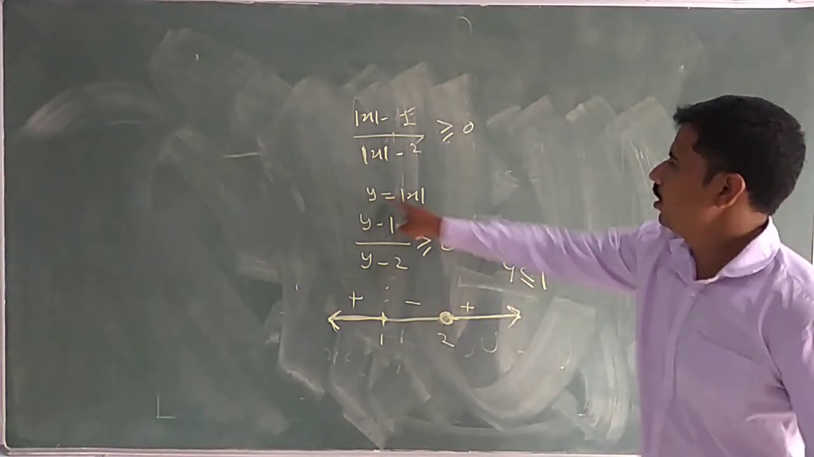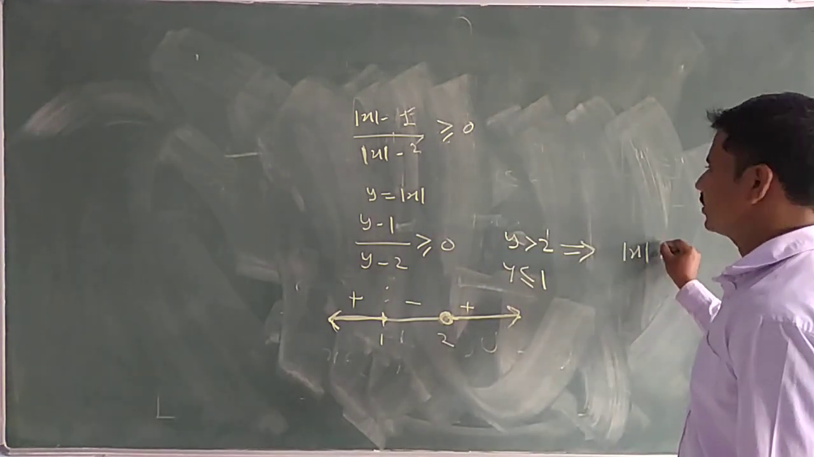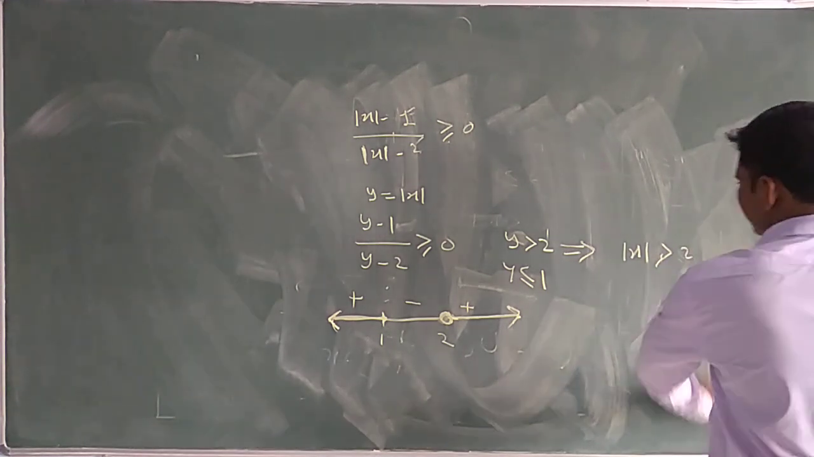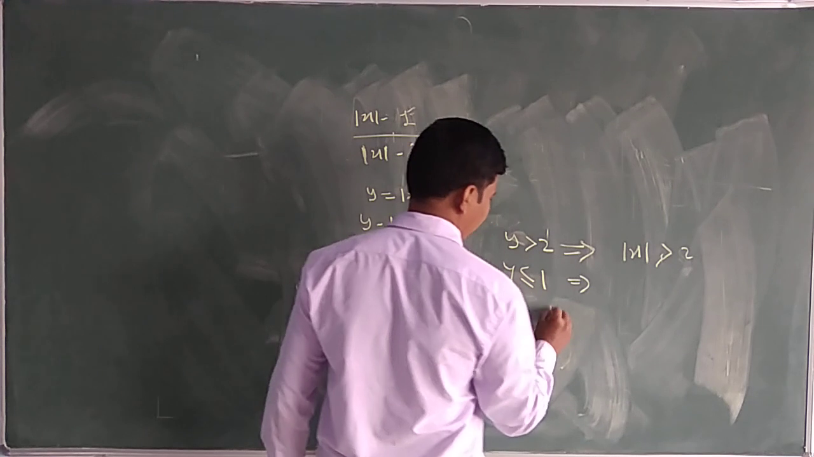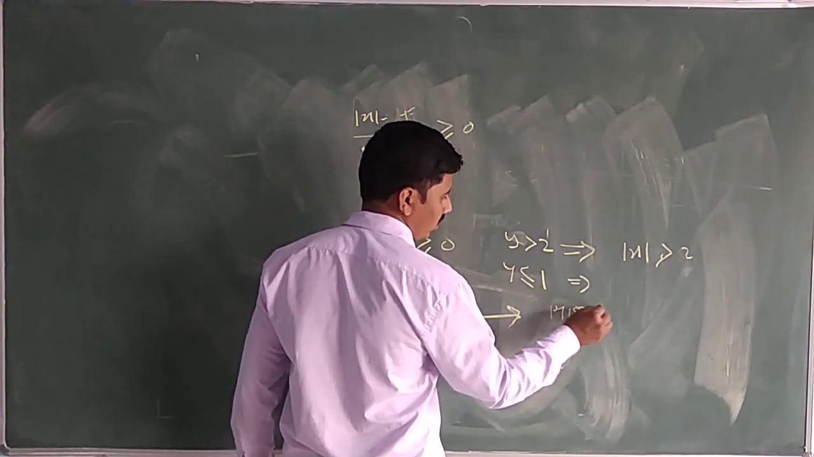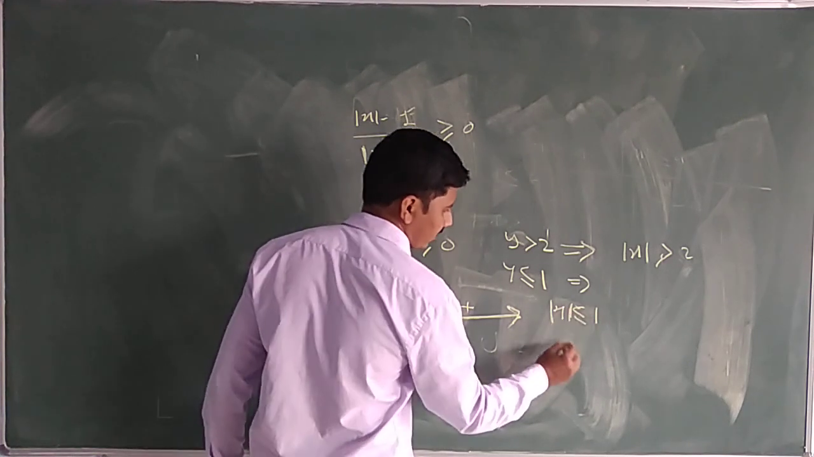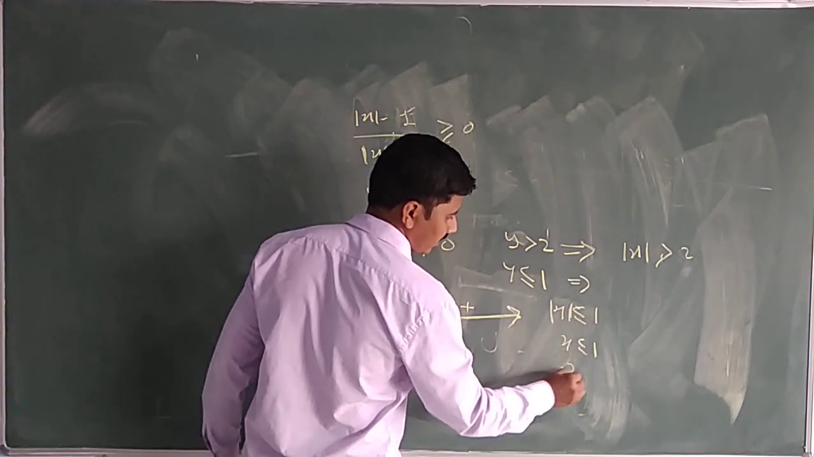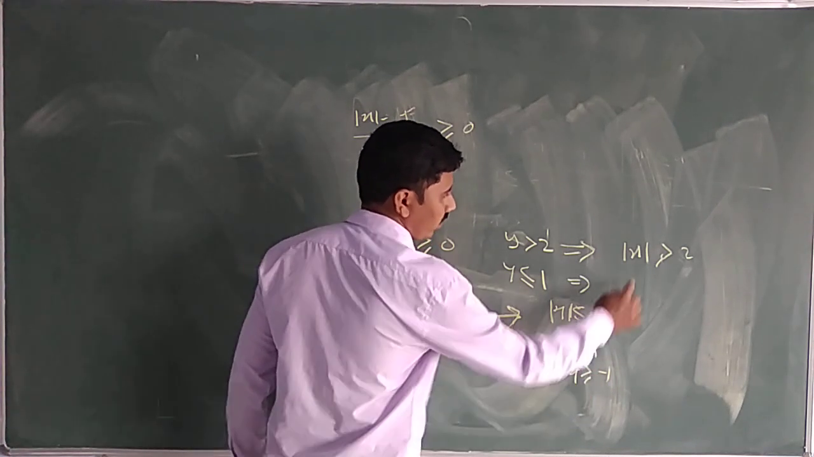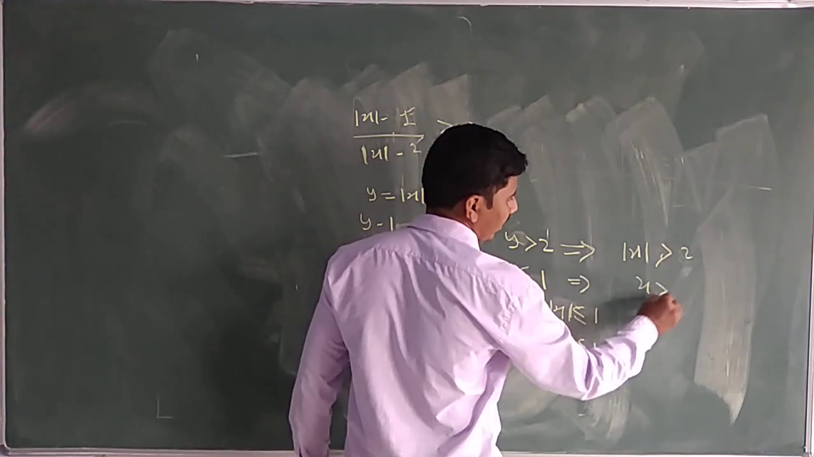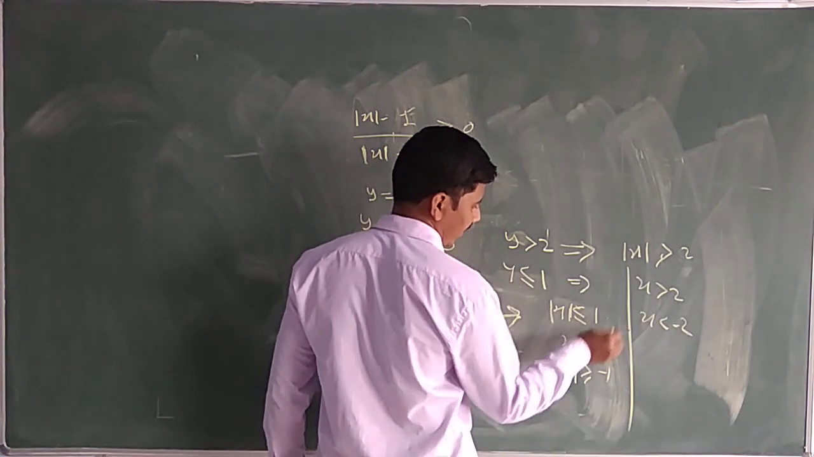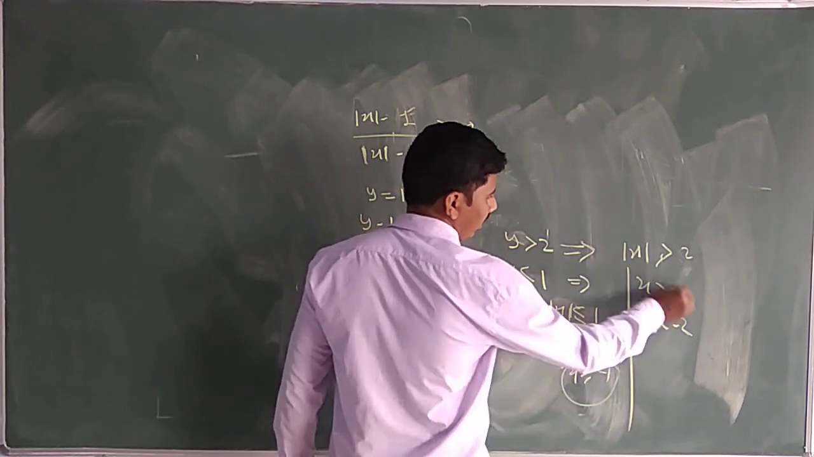So what is the value of y? Y is modulus of x. Modulus of x is greater than 2. This is the first way, and this is the second way. Modulus of x, instead of y, modulus of x is less than or equal to 1. So take modulus of x is less than or equal to 1 as it is, x greater than or equal to minus 1. Change the sign of 1 also. What are you going to do here? X is greater than 2, take as it is, and x is less than minus 2. Likewise, this will be the first solution, this is the second, third and fourth.